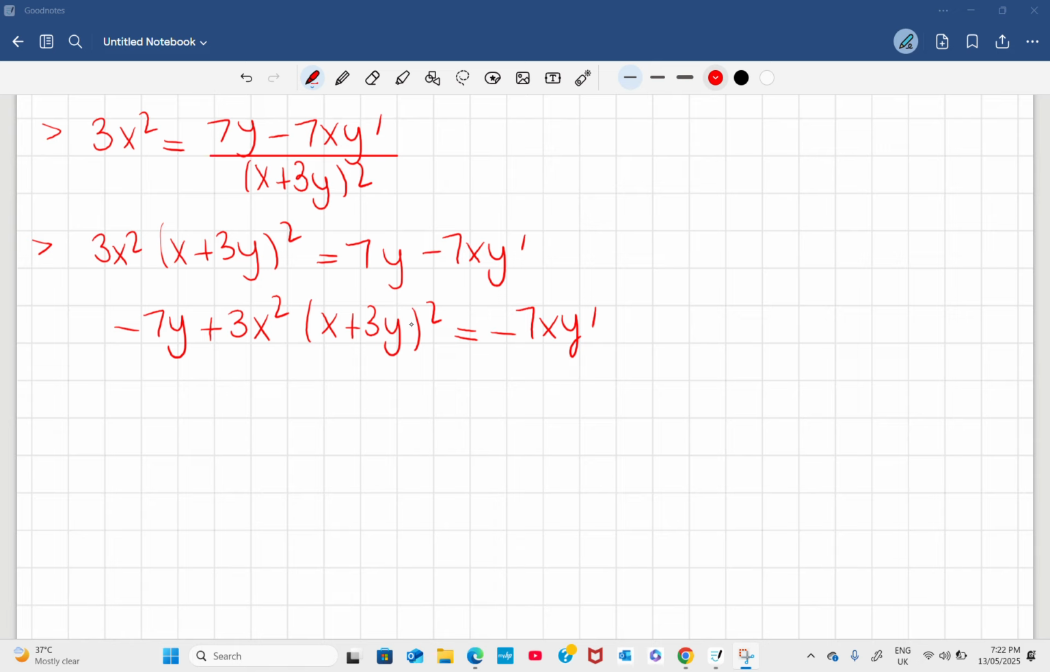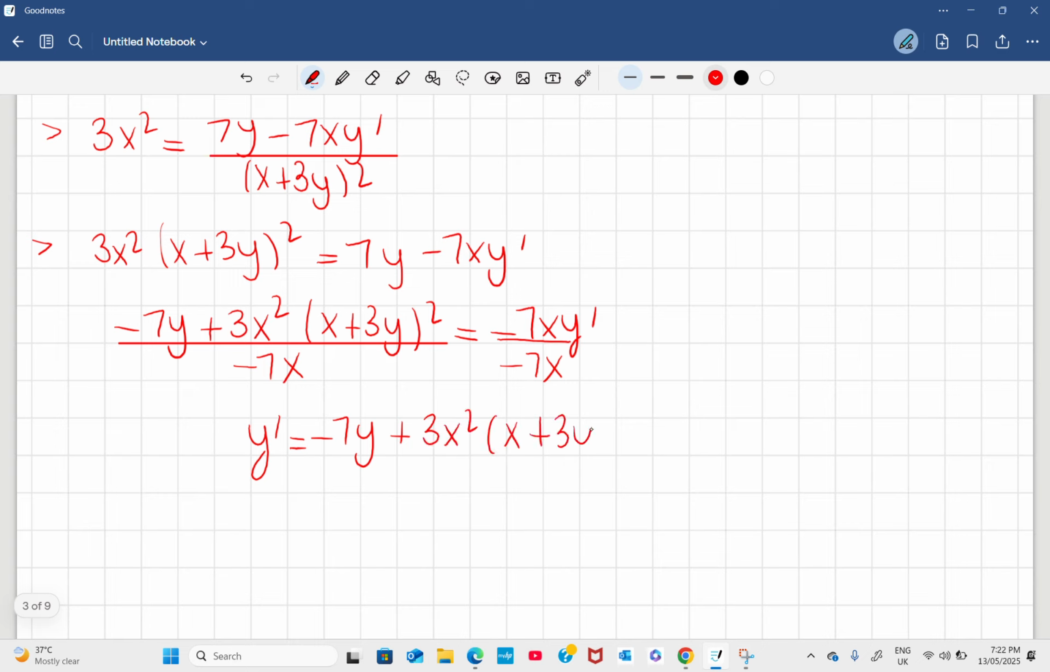Now to find y prime alone, I'm gonna divide everything by negative 7x. So my y prime is gonna be minus 7y plus 3x squared into x plus 3y all squared, all over negative 7x. But then we can just cancel the negative and it's just gonna be like this. This would be my final answer.